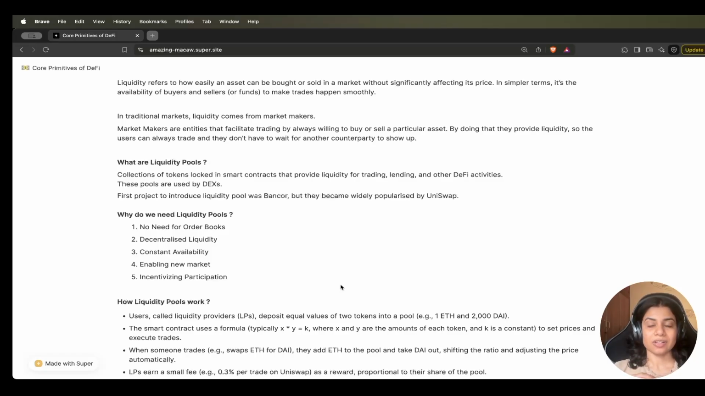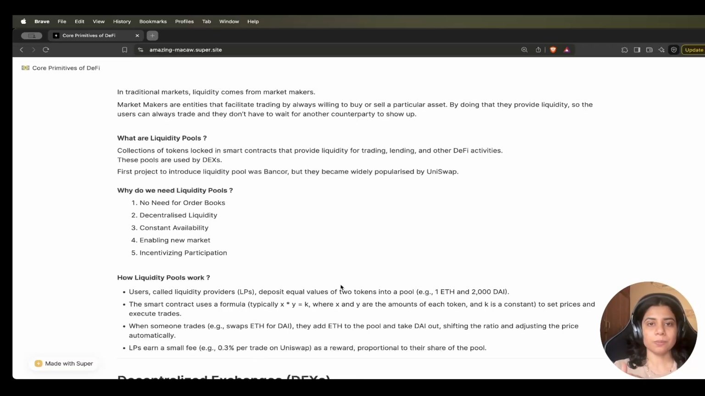We'll get into the details of it in a later section. Essentially, the liquidity providers earn a small fee as a reward in proportion to the share they have in the pool. So when somebody deposits liquidity, they get an LP token that represents their proportion of the share of the pool, depending on which the reward is given to them. So that's how liquidity pools work. I hope it's clear.